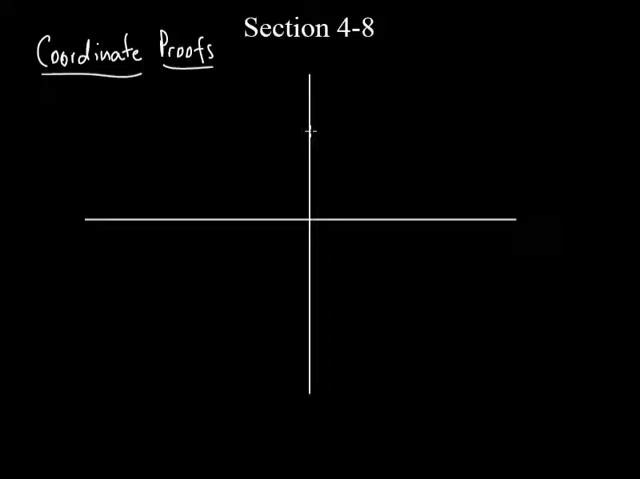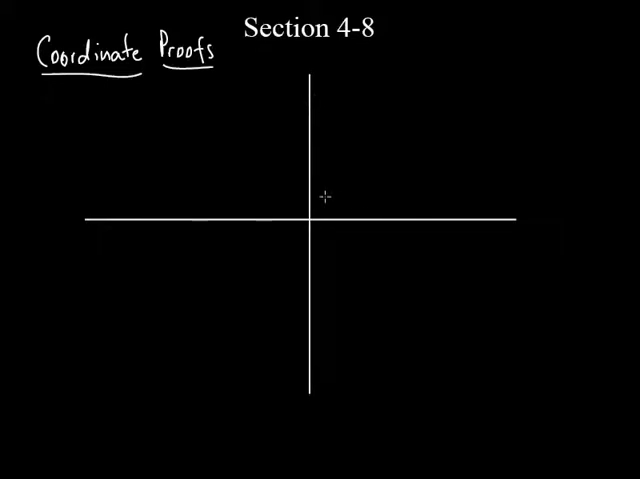What's the book say? It says coordinate proofs use figures in the coordinate plane and algebra to prove geometric concepts. The first step in a coordinate proof is placing the figure on a coordinate plane. So that's what we're going to do. That's why I got the x and y axis right here. We're going to put a triangle on this x and y axis.